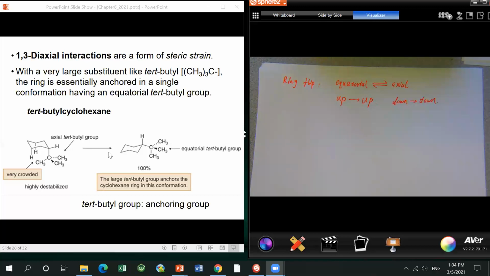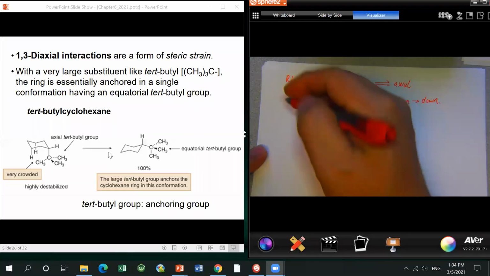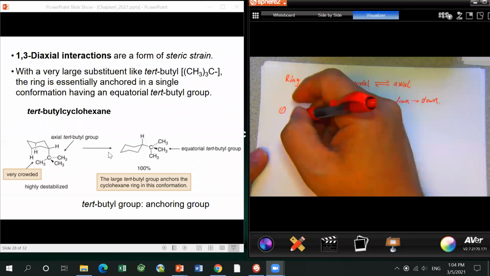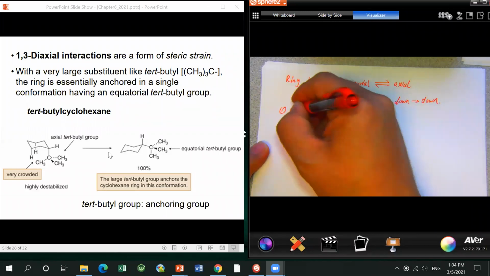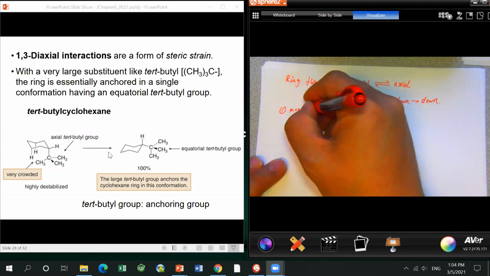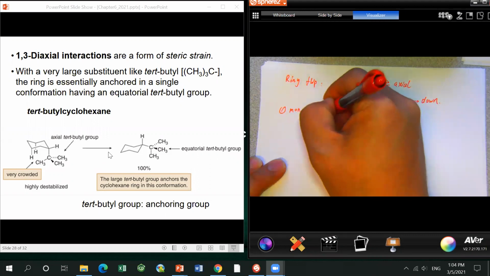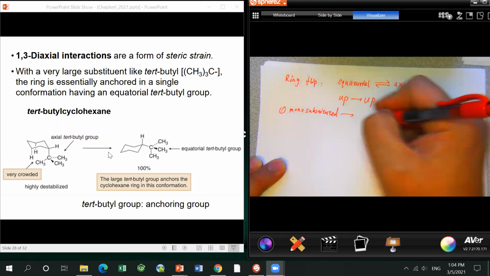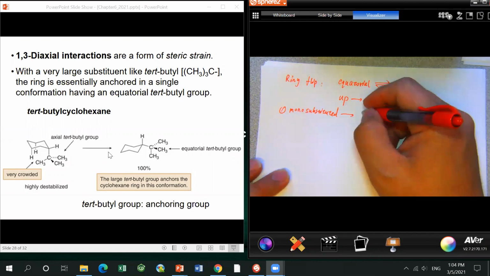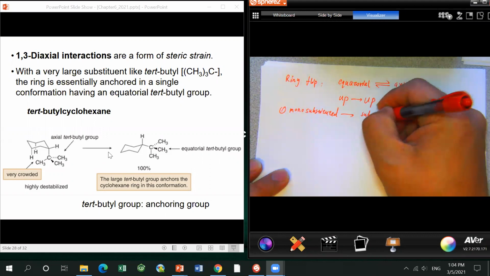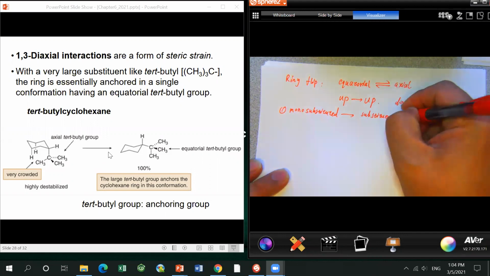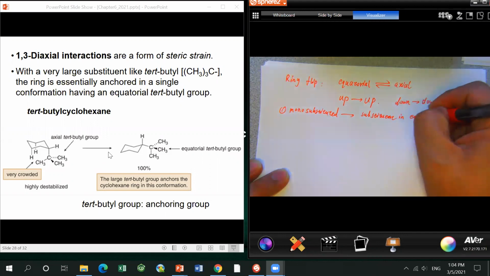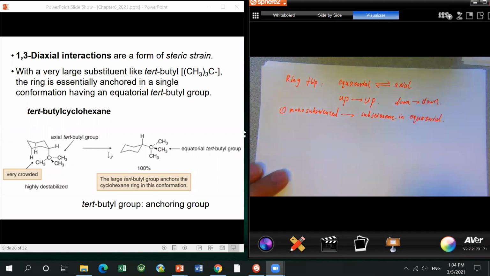Right, so here's the first conclusion. If it's a monosubstituted cyclohexane, you always want to put the substituent group in the equatorial position, and that's much more stable. Most of the time it will stay at the equatorial position. So write it down.